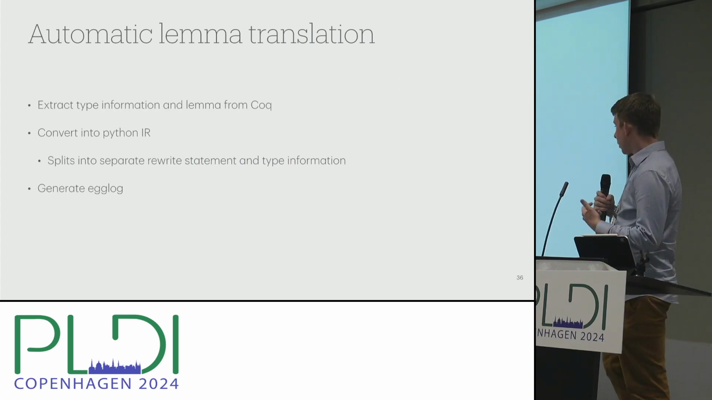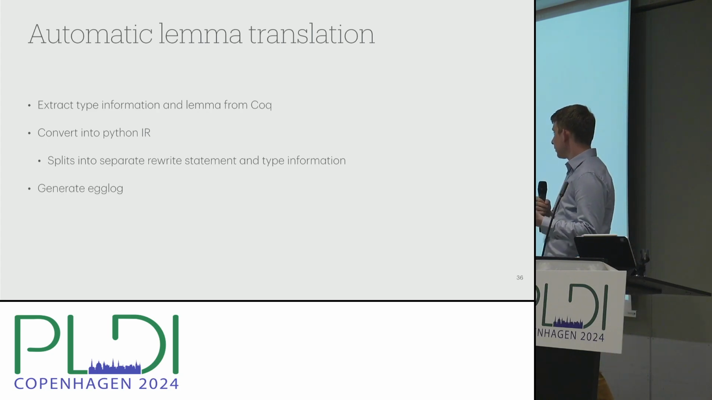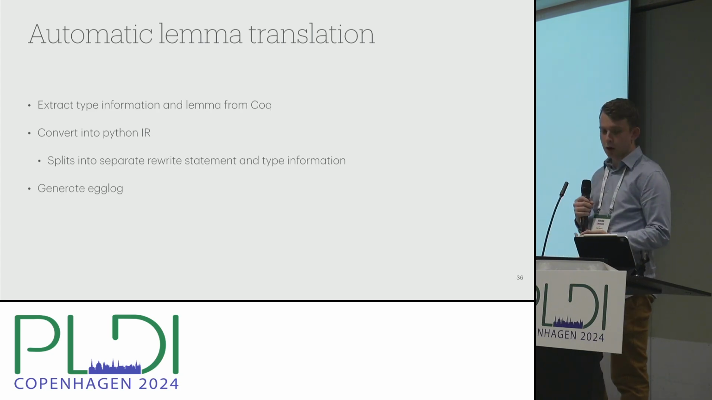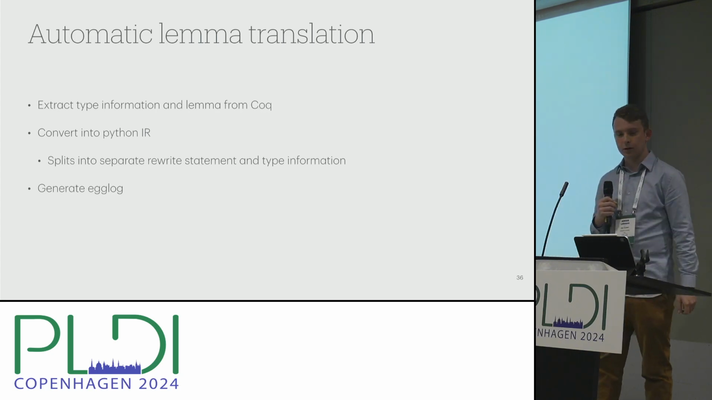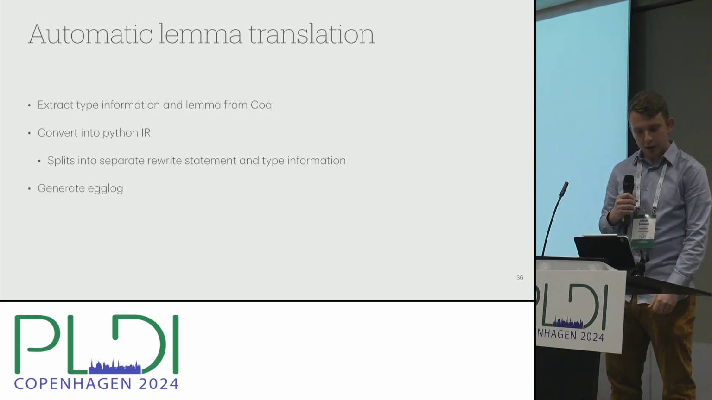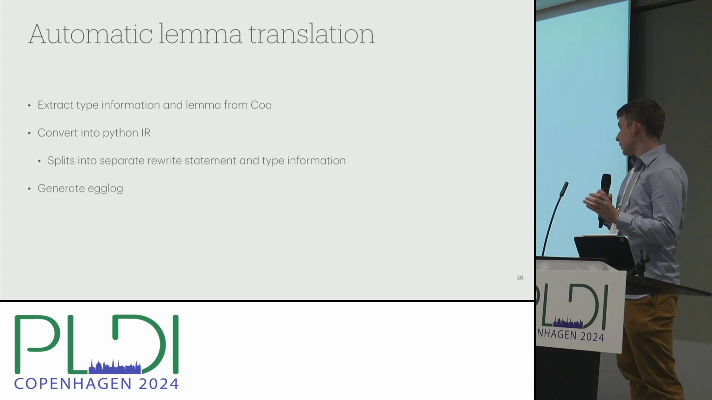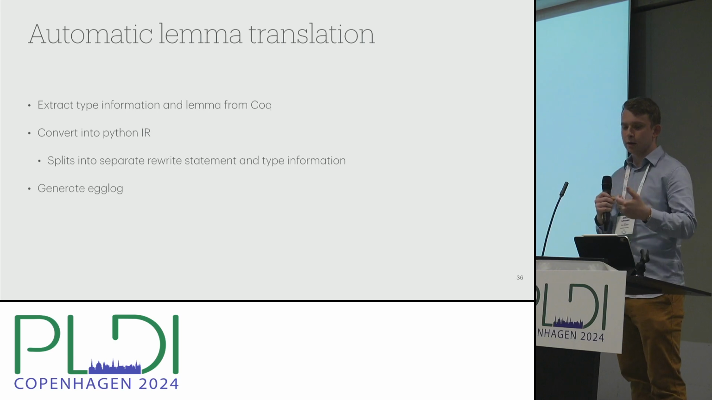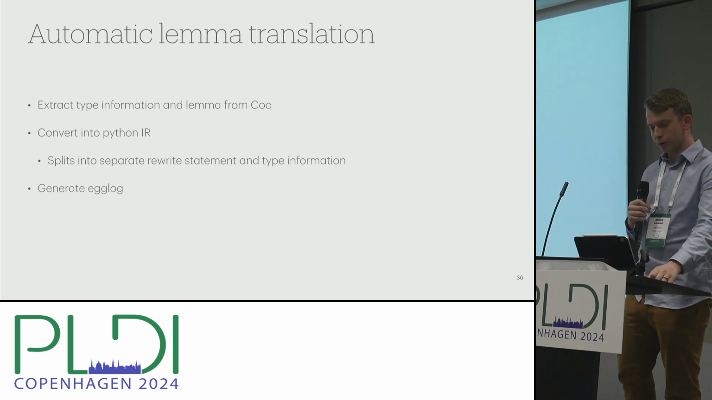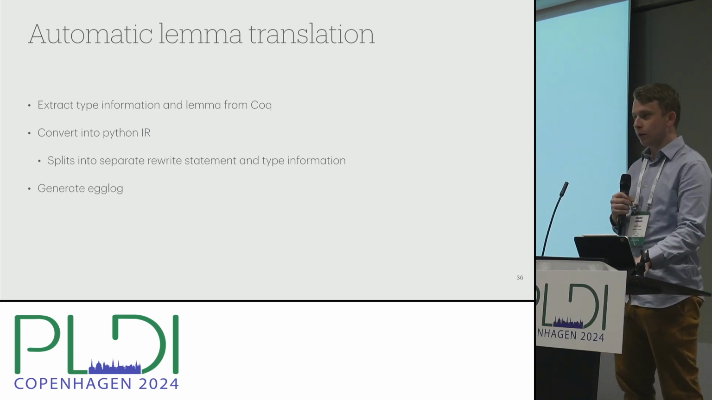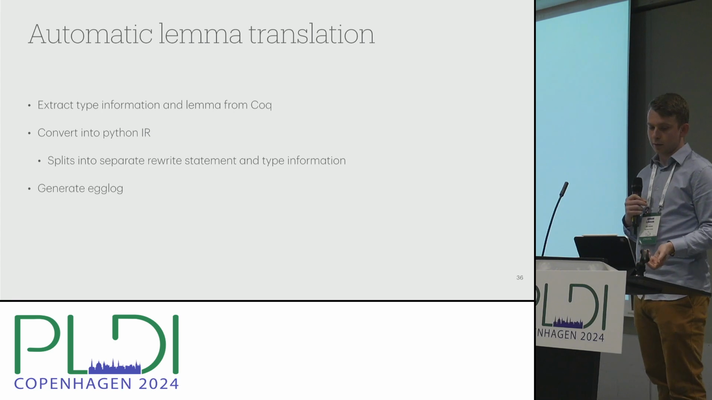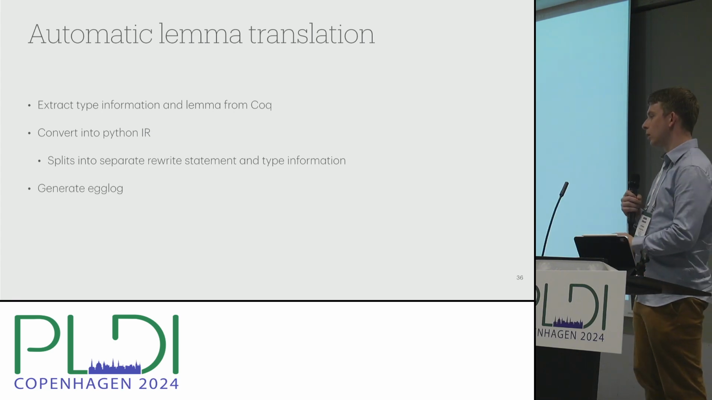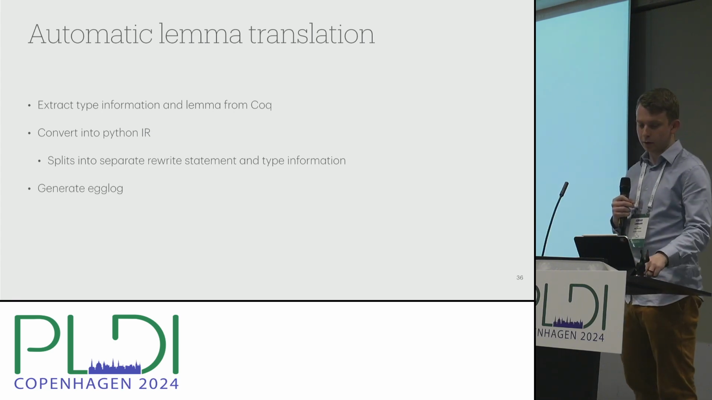And overall, the way this works is we take out the type information and the lemma from Coq, then we convert it into a Python IR that does pretty much exactly what we just did on the whiteboard, where it splits into the separate rewrite statement and the type information and then produces the egglog code with all the necessary checks. And the reason this is sound is because we again have this partial function that for valid diagrams gives us this information. So if we have an invalid diagram, all of these checks would fail right out of the gate.